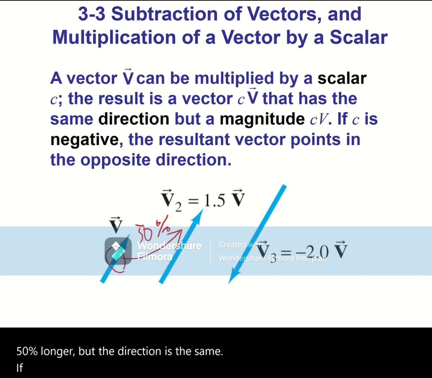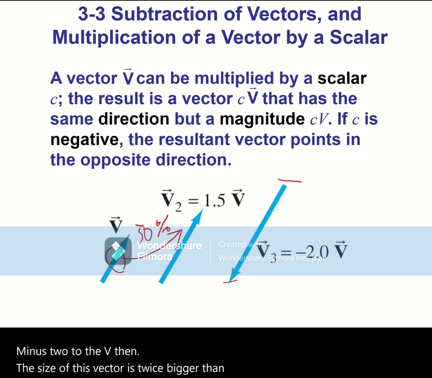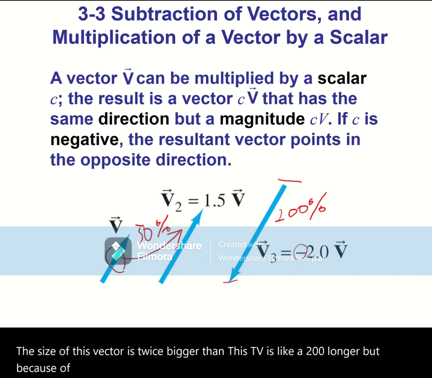If the vector v3 is multiplied by minus 2 to the v, then the size of this vector is twice bigger than v. It's like 200% longer, but because of this negative sign, its direction is opposite to the original vector.